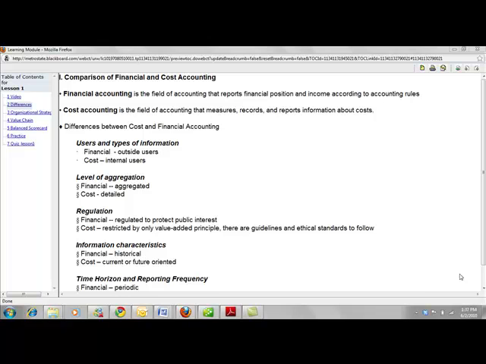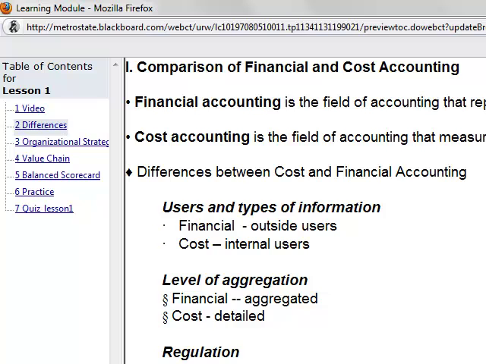Well, financial accounting consists of the financial reports about financial position and income based on accounting rules. They're for outside users, a variety of stakeholders, many times shareholders or government agencies or even banks. The information tends to be aggregated, meaning that if you have a large company such as Procter & Gamble, you roll up all the different divisions, the paper towel, the toilet paper, and the other products all into one final number and report that to the outside users.